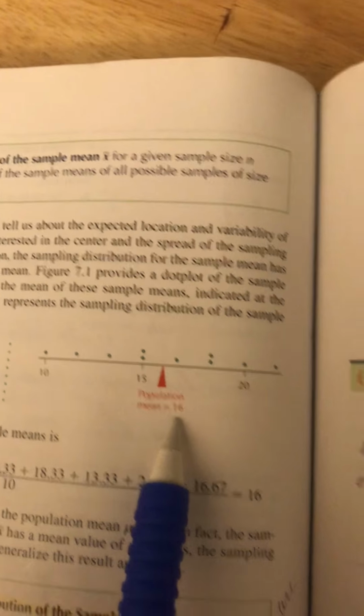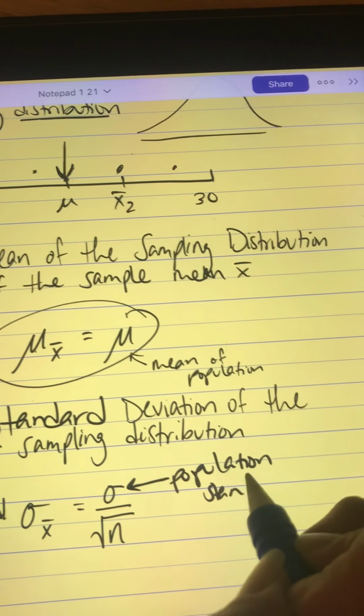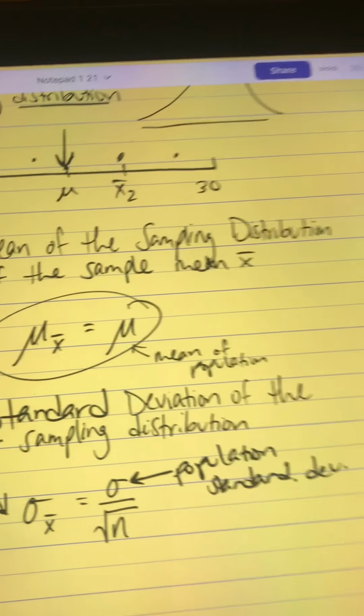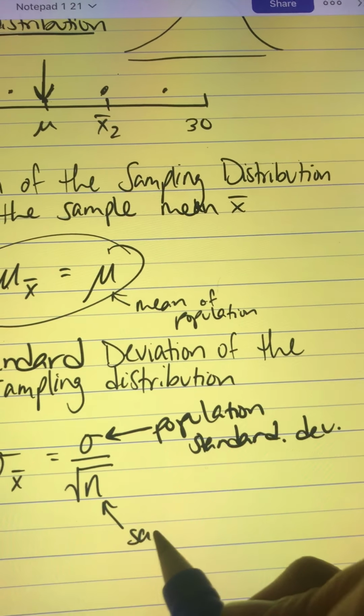Fact 2 talks about the standard deviation. So the standard deviation of the sampling distribution, we represent that as sigma with a little x bar on the bottom, because remember, we're talking about samples. Now, this is not directly equal to the population standard deviation. It is the population standard deviation divided by the square root of the sample size, that's a lowercase n. So you will have to be doing calculations for that one.